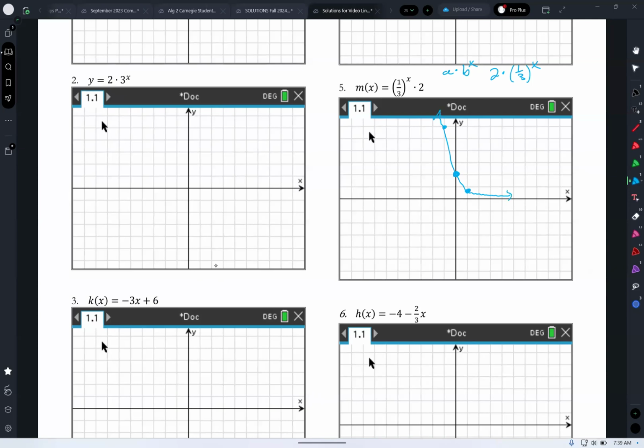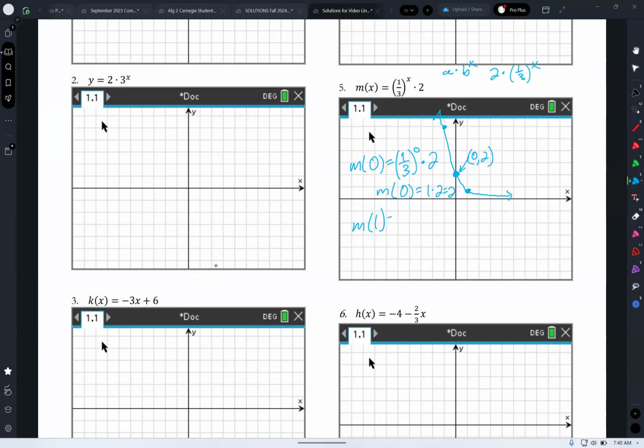But also don't forget, you can always, even if you didn't recognize the type of function, you can always substitute values in. M of 0 is equal to 1/3 to the 0 times 2. Hopefully we're comfortable and familiar with anything to the 0 power is 1. And so 1 times 2 is equal to 2. And there is 0, 2. You can make a table out of that.